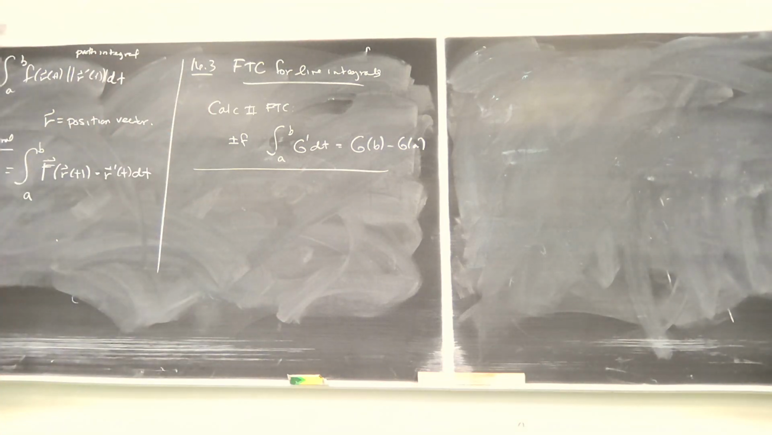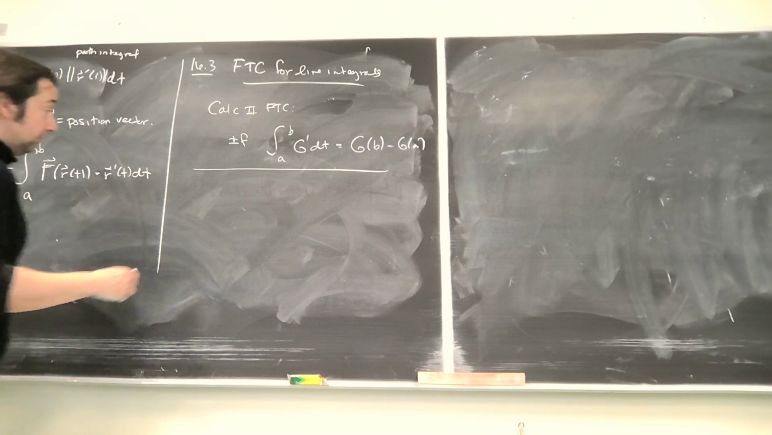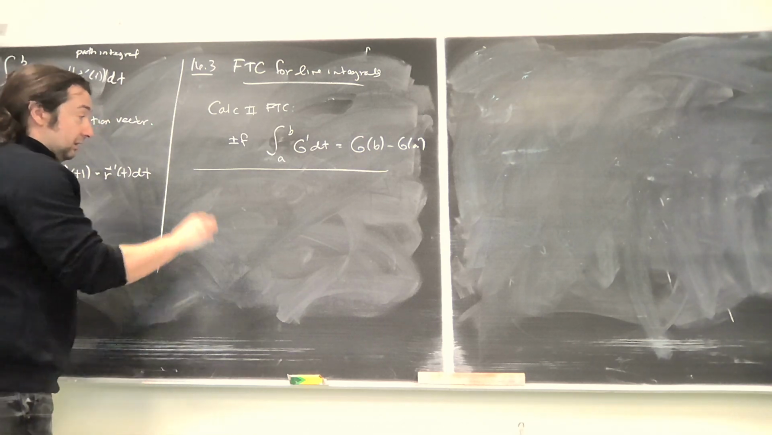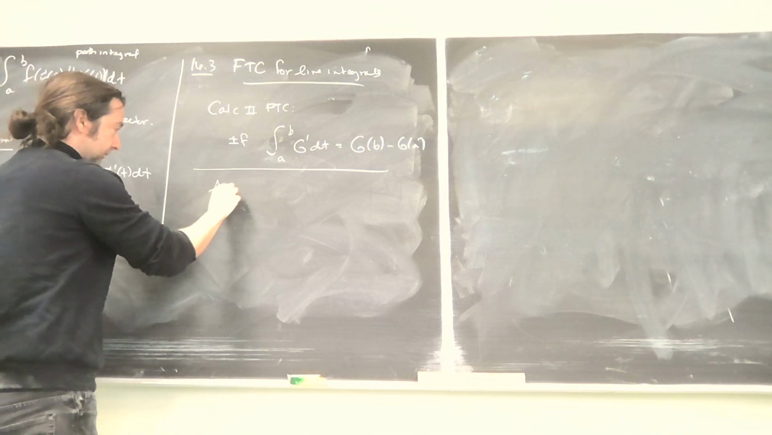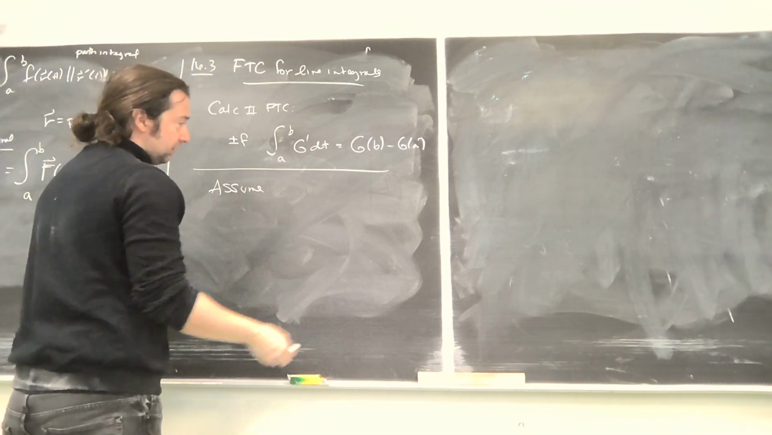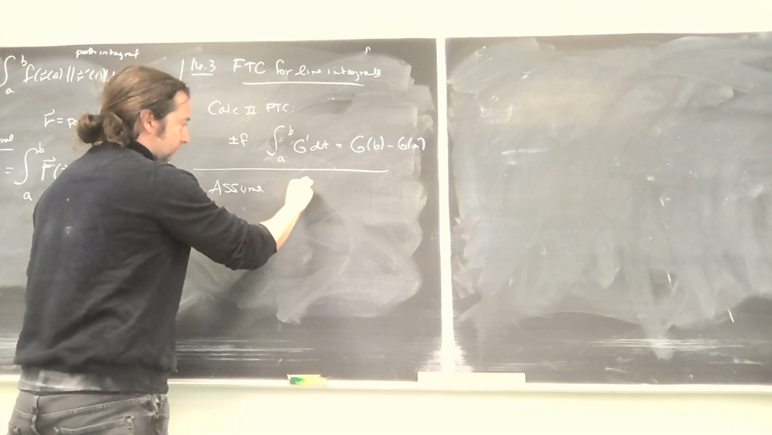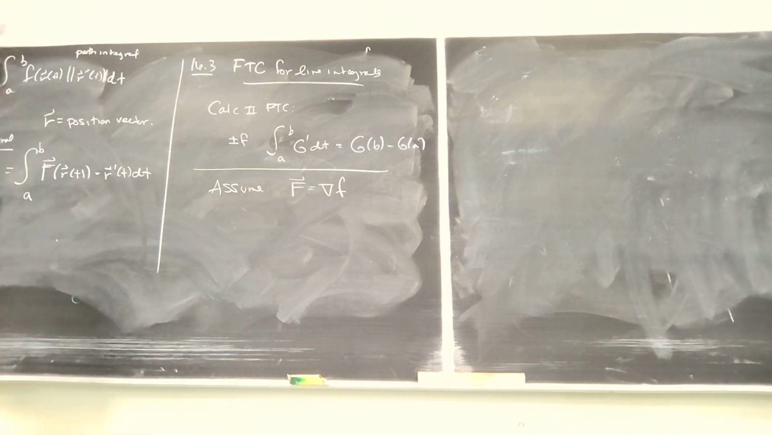So I would like to have something like this that works in the context of vector fields and line integrals, if I can. So the main idea here is, let's assume for a second that we're working in the vector field context instead. In particular, let's assume that I have a vector field F that is the gradient of some potential function, little f.